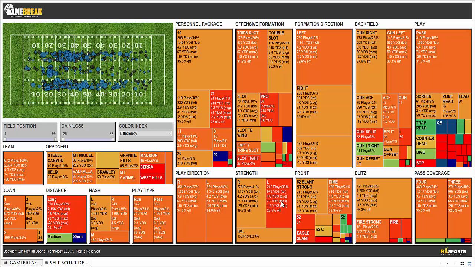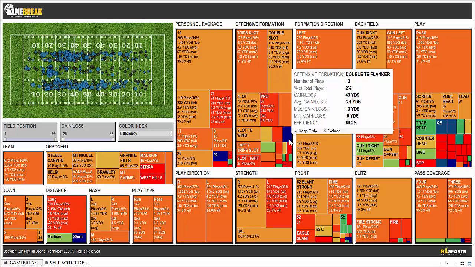Now, not a big situation here for them at all, but if we look at this one formation right here, I see a big blue box. This box didn't happen very often against them, but this formation was a double tight end flanker formation. For whatever reason, as dominant as this defense was, they struggled against offenses that gave them this look.